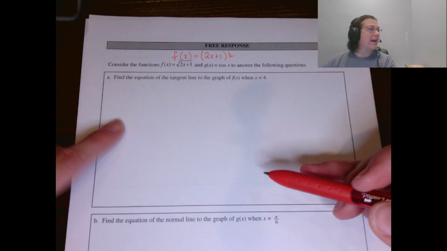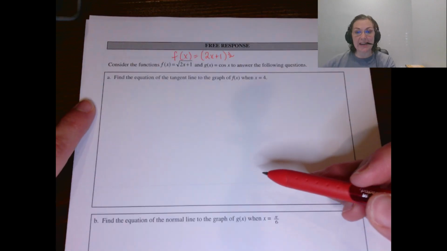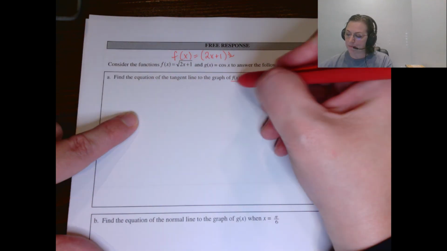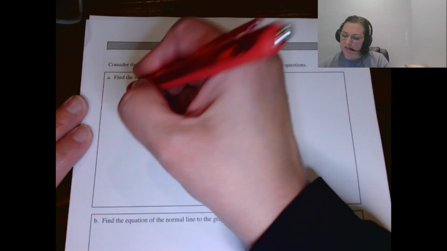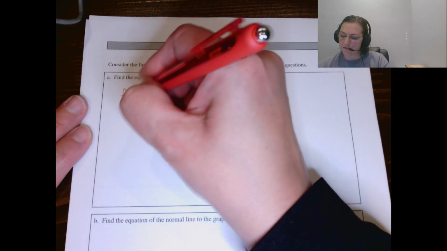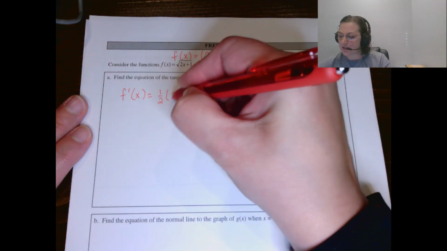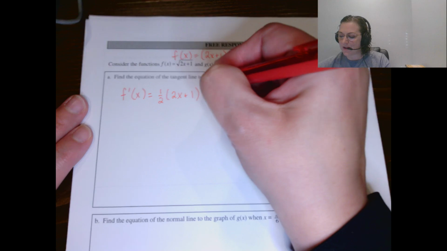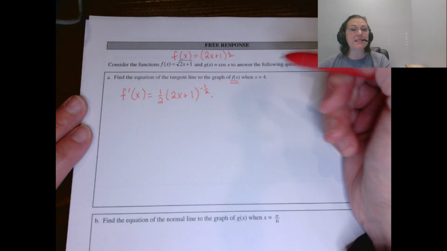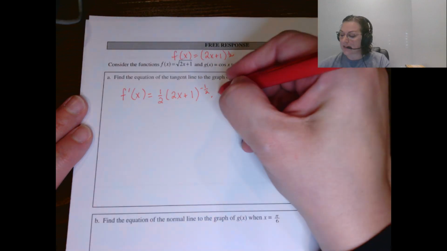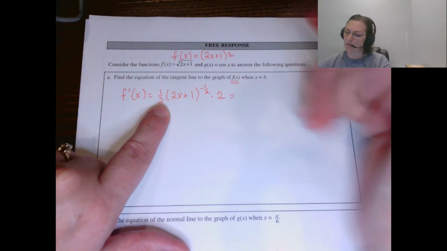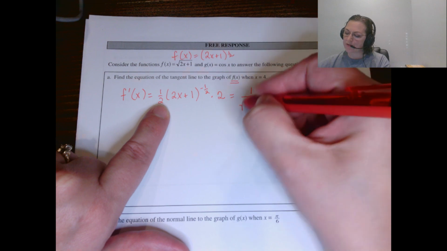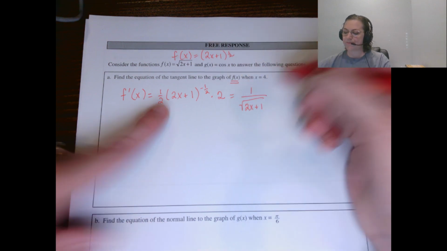In part A, we're asked to find the equation of the tangent line of f. It's important that we use the right function. We did that in one of our multiple choice questions. So I'm going to find the derivative using chain rule. That's 1/2 times the 2x plus 1 to the -1/2 times the derivative of the inside. The derivative of 2x plus 1 is 2. You can see the 2 and the 1/2 cancel. So we end up with 1 over the square root of 2x plus 1.